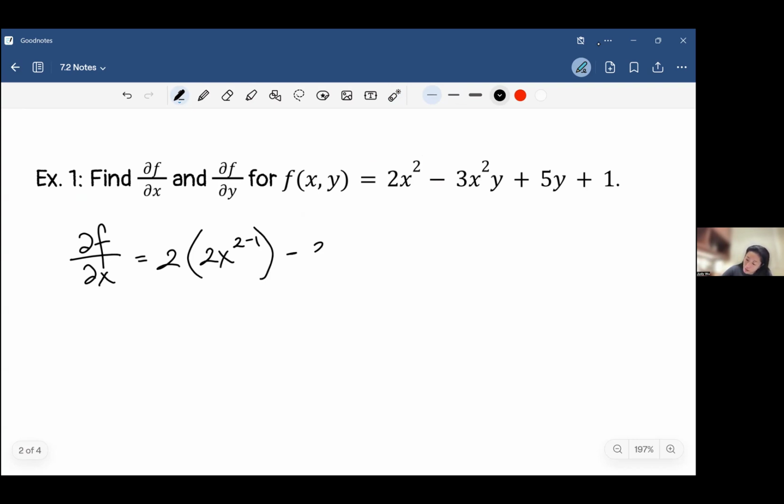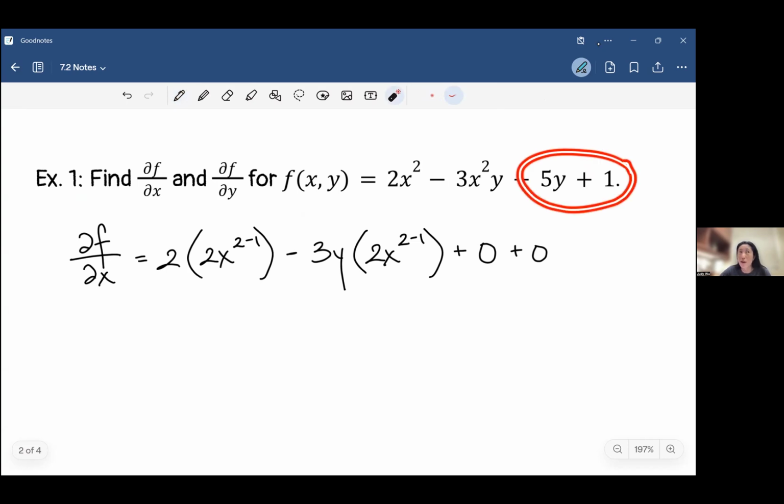Minus 3y, because those are both constants in that second term, times 2x to the 2 minus 1, plus 5y is all considered a constant when we're looking with respect to x. So that's going to be 0. And then the derivative of 1 is also going to be 0. So when we're treating x like a variable, 5x plus y, that whole thing we really treat as a constant, okay?